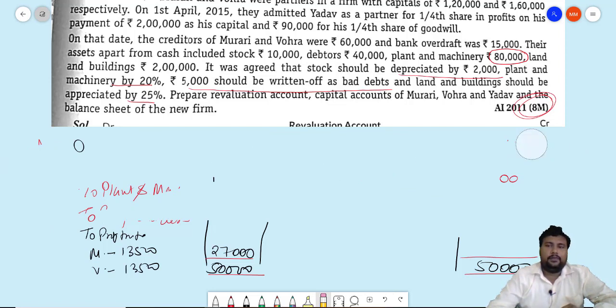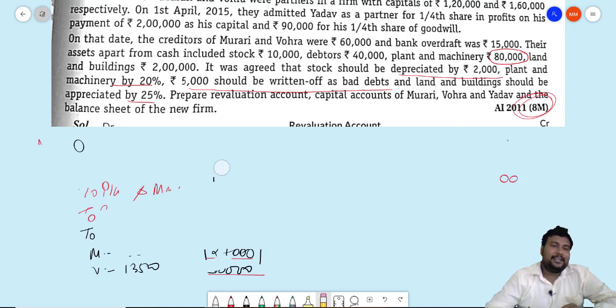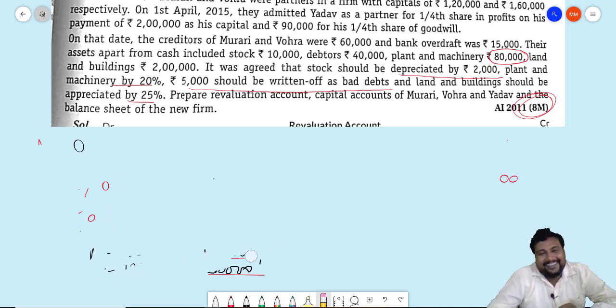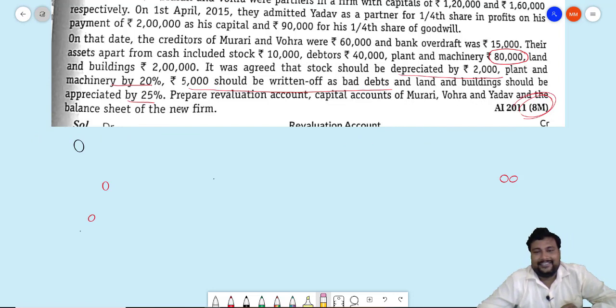We will prepare the partners' capital account. Yesterday I was watching a video of a Tamilian, and after that certain effects came into my speech. Okay, no issue, no issue.